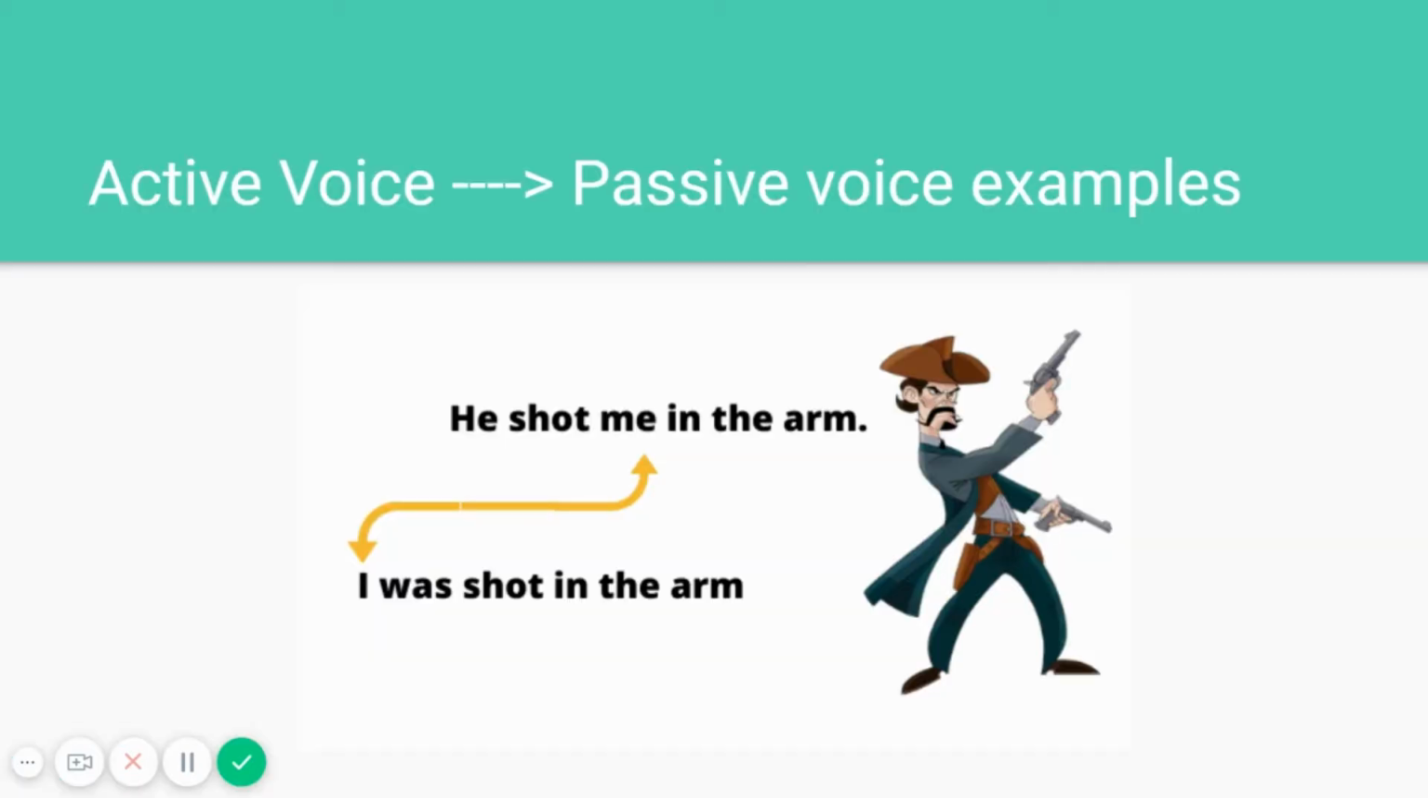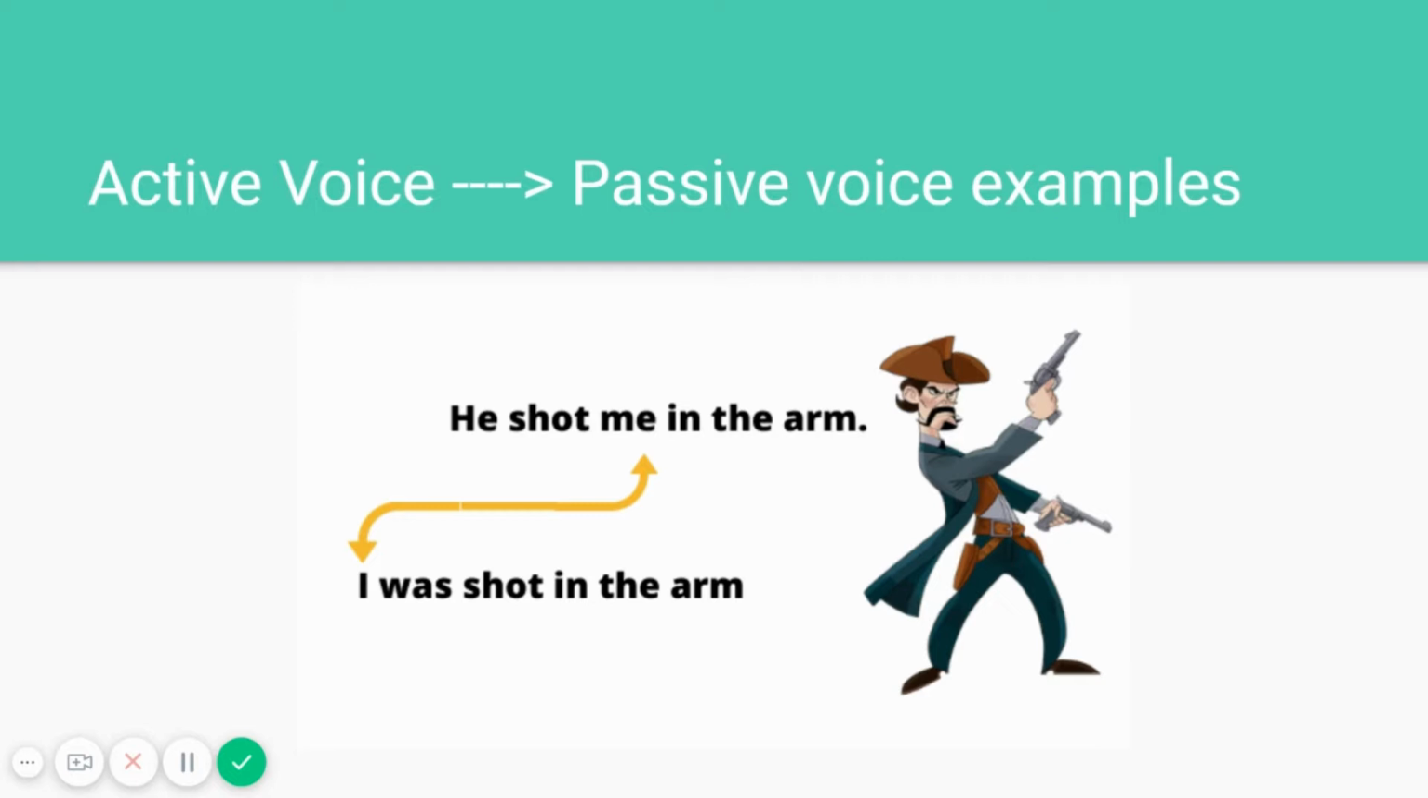Okay, so in English we have two voices. One is the active voice, which is very common. We use this in 90 to 95% of examples and sentences in English, and then we also have the passive voice. If you look at the first sentence here, it's in the active voice.